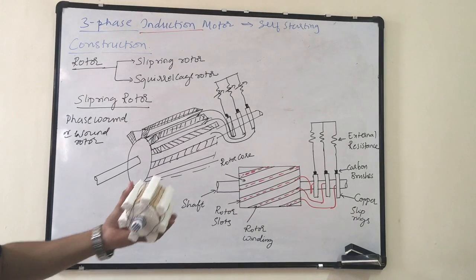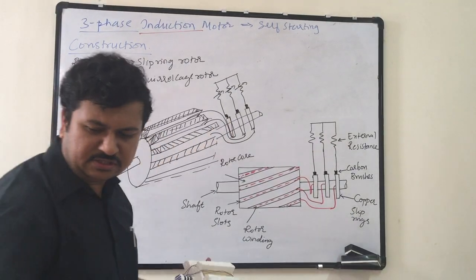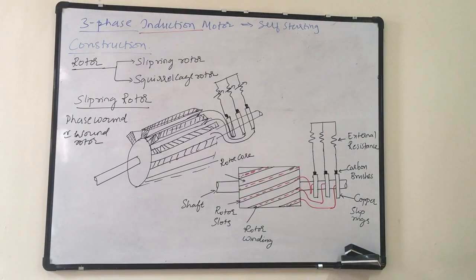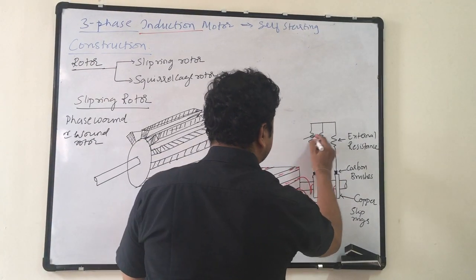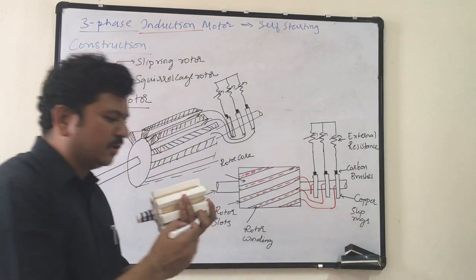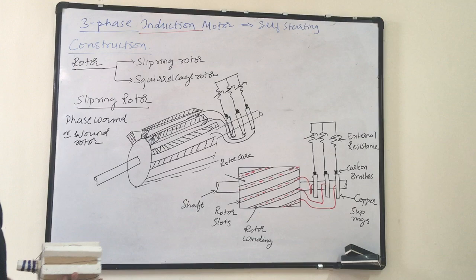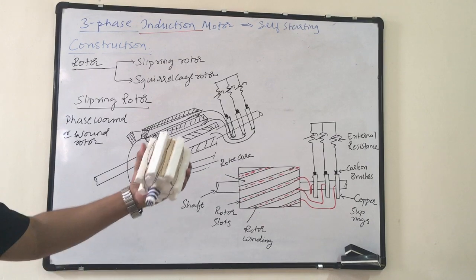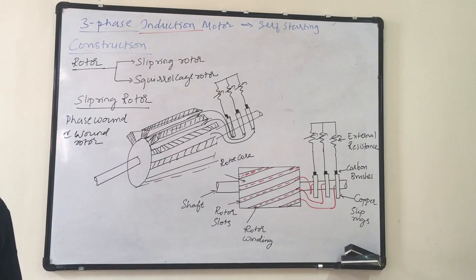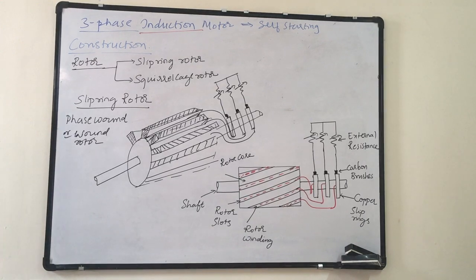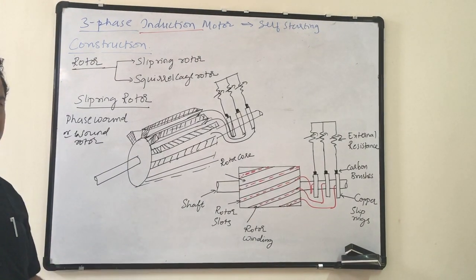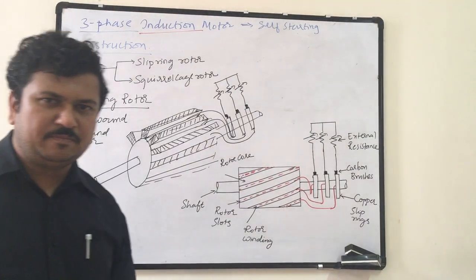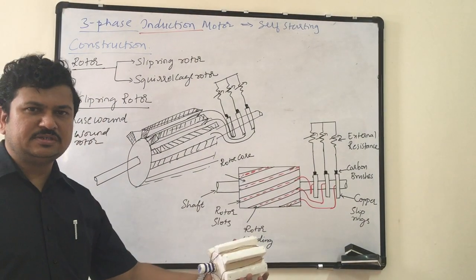I can connect external resistance. By varying this external resistance, I can control the speed of the rotor. That is the biggest advantage. The motor is very smooth running. Okay, and slip ring motors can be built for very large capacity, because I am using winding, I can change the winding as per my requirement. Okay, so this is about slip ring induction motor.